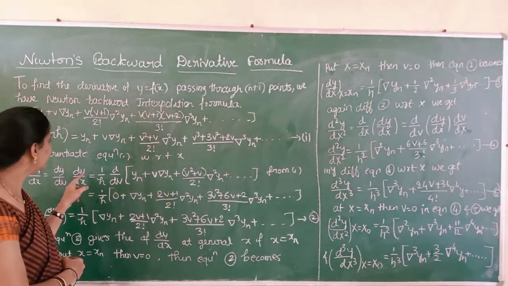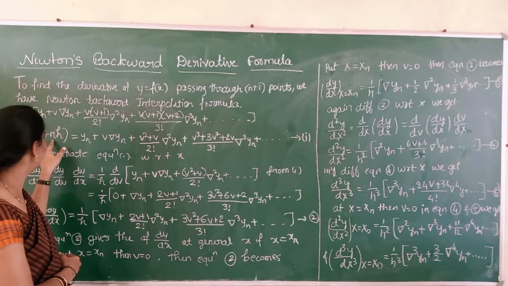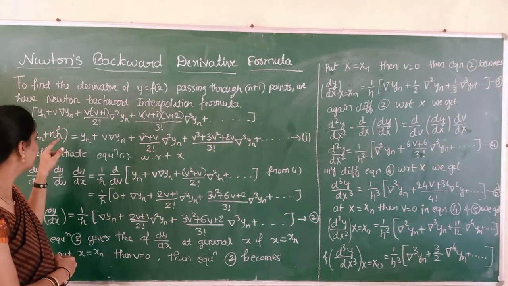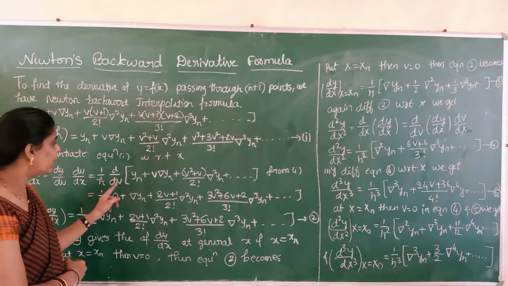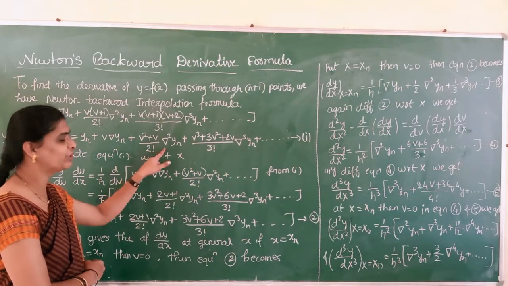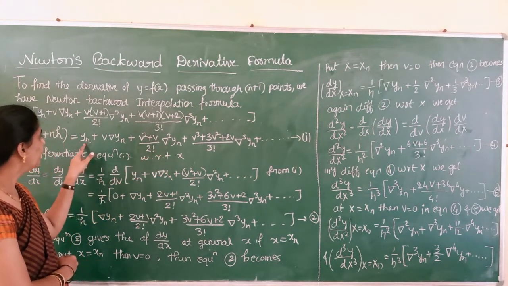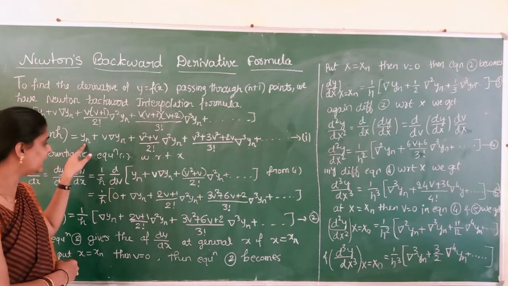As we know the v value from this equation, v is (x minus xn) by h, from that result we get dv by dx is 1 by h. Now differentiate the right hand side term of equation 1 with respect to v. The first term is independent of v, so we will get 0.